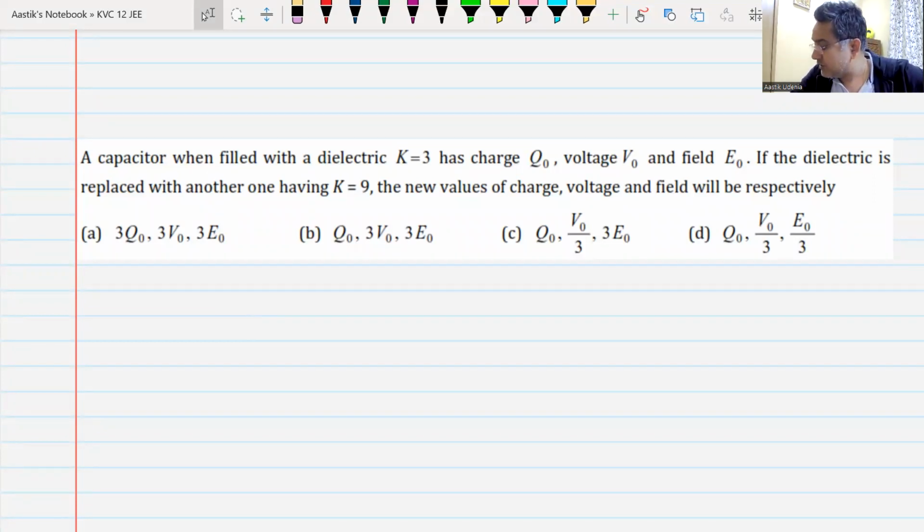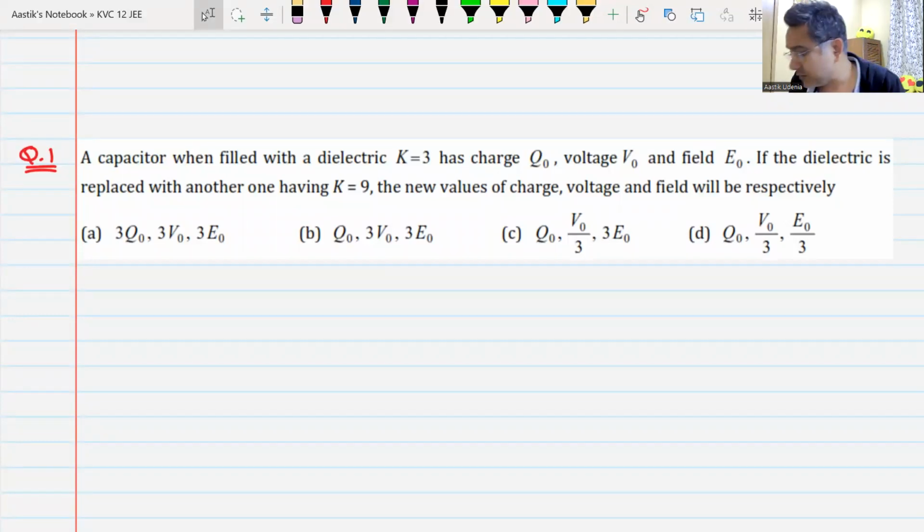A capacitor when filled with a dielectric constant K equal to 3, question number 1, has charge Q naught, voltage V naught and electric field E naught. If the dielectric is replaced with another one having dielectric constant as 9, what is the new value of charge, voltage and electric field? I'll give you 2 minutes to do this.